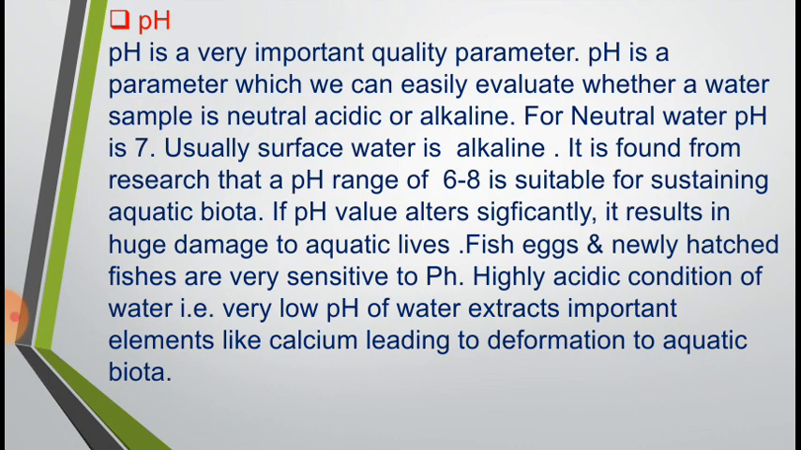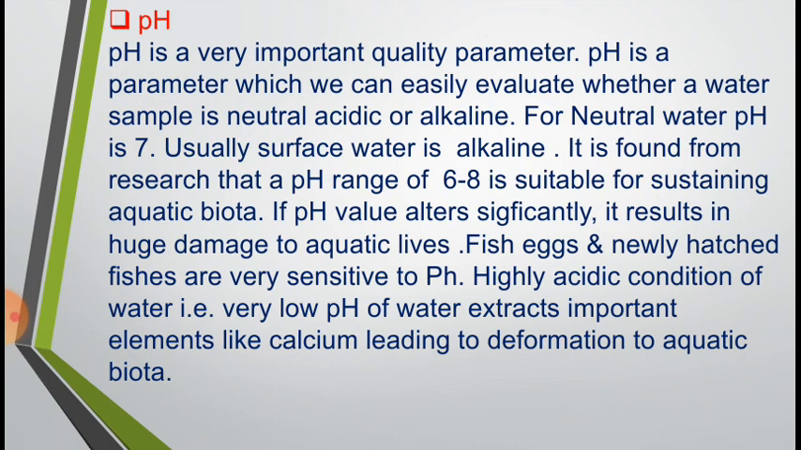Now I am telling you about pH. pH is a very important quality parameter. pH is a parameter by which we can easily evaluate whether a water sample is neutral, acidic or alkaline. For neutral water, pH is 7. Usually surface water is alkaline. It is found from research that a pH range of 6 to 8 is suitable for sustaining aquatic biota. If pH value alters significantly, it results in huge damage to aquatic lives.